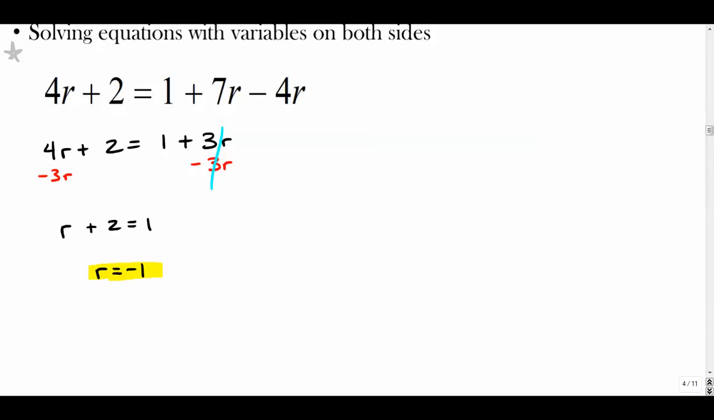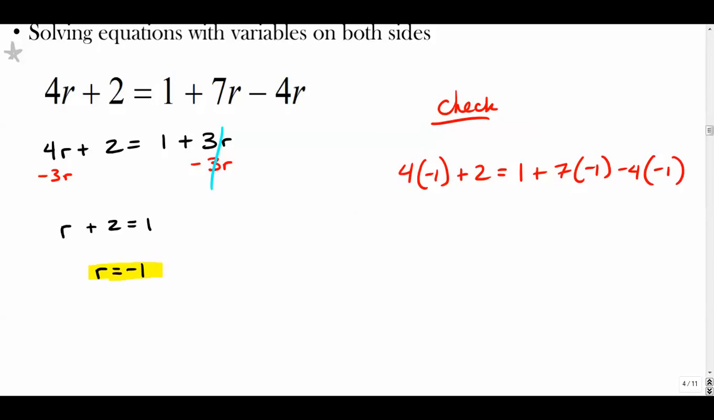And you're finished. And as always, it might be a good time for me to say this. If you want to check your work, just take that r value and put it back into your original equation and see if it works. We're trying to find out if this works. -4 plus 2, does that equal 1 minus 7 plus 4? So that's -2. Does that equal 1 minus 7 is -6 plus 4? Turns out that -2 does equal -2. So that works.